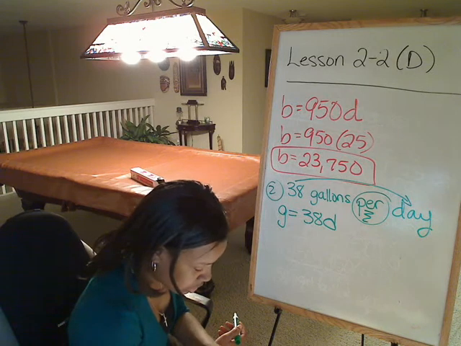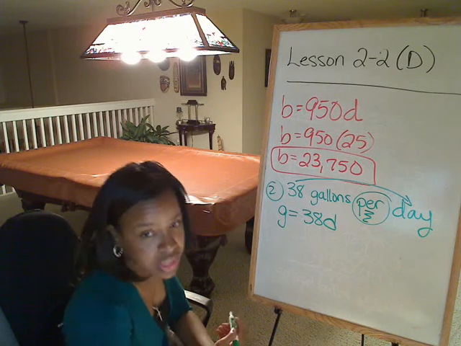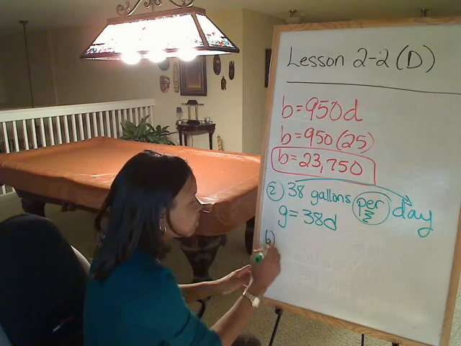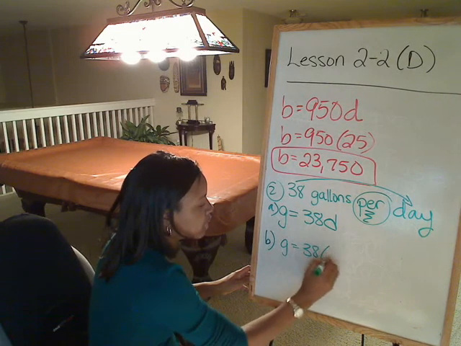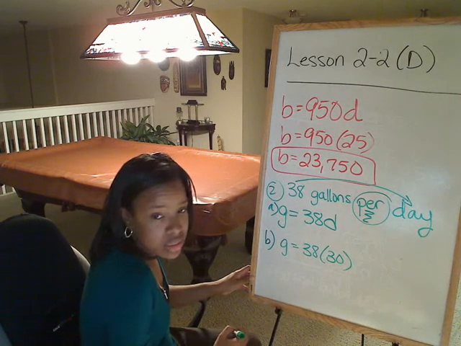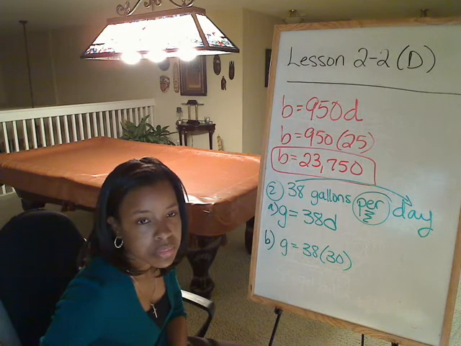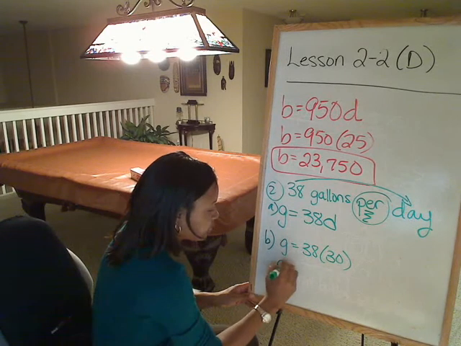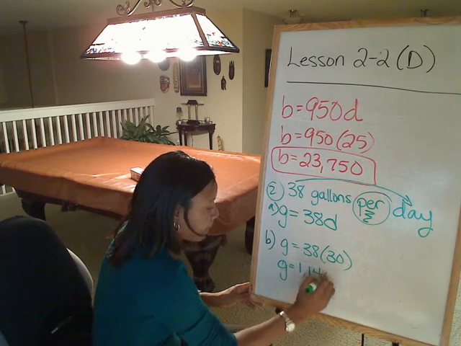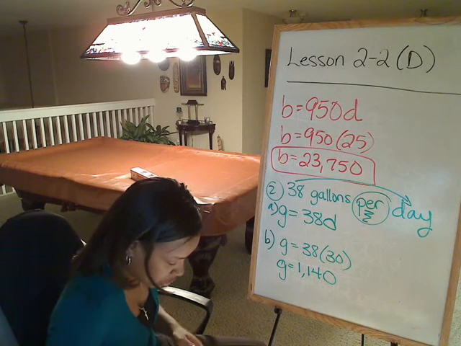And then part B says use the equation to determine how many gallons of water the workers will drink in 30 days. So all you have to do for part B, this was part A, is plug in 30 for the number of days, multiply it out, 38 times 30, 1,140. Okay, and that's the number of gallons that they will drink.